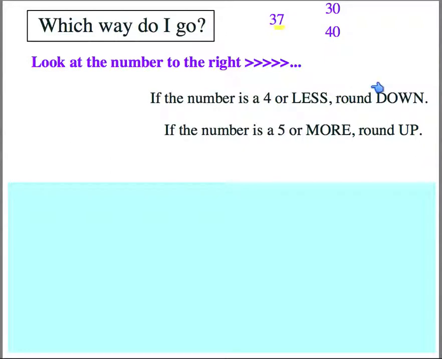If the number is a 4 or less, you round down. If the number is a 5 or more, you round up. So what is this number? It's a 7. Remember, we only look at the number to the right. 7 falls into this category, 5 or more. So we would round up to 40.